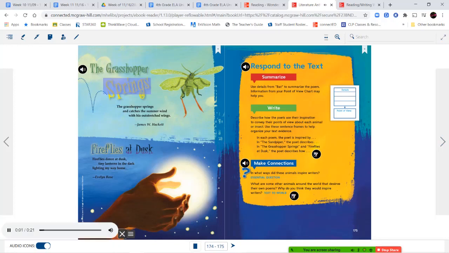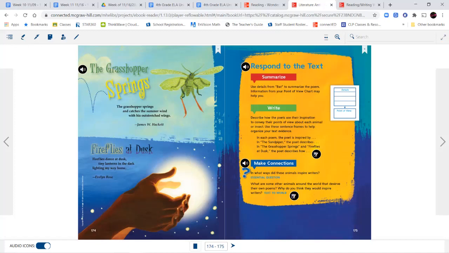The Grasshopper Springs. The grasshopper springs and catches the summer wind with his outstretched wings. James W. Hackett. Fireflies at dusk. Fireflies dance at dusk, tiny lanterns in the dark, lighting my way home. Evelyn Rose.